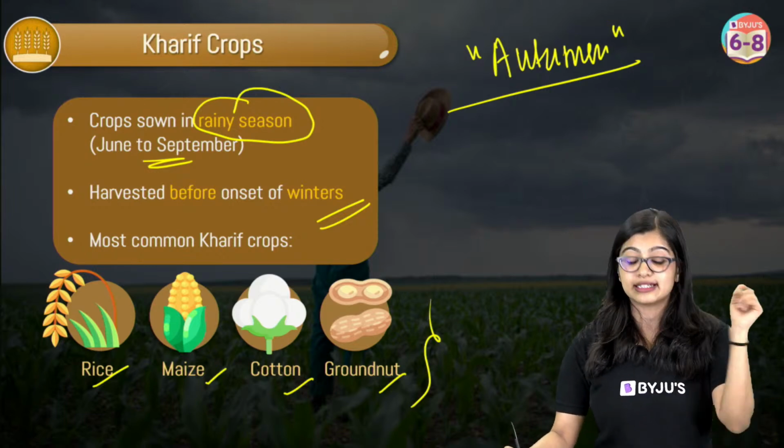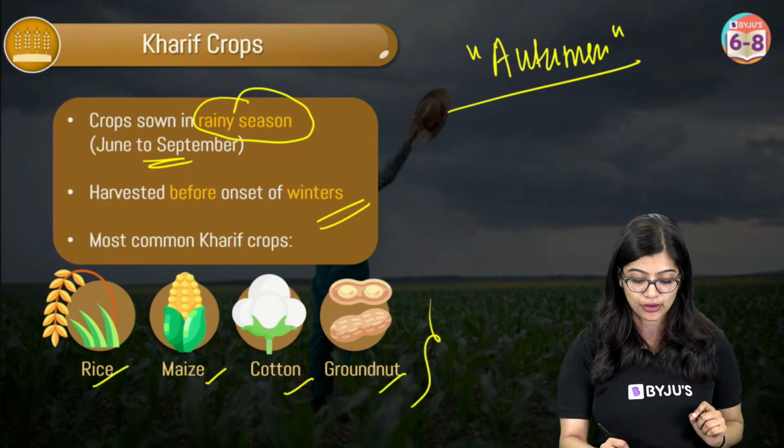Yes, Achut, Kharif crops in summer. Again, I would like you to say that it is sown in the rainy season. This right here is an important point.